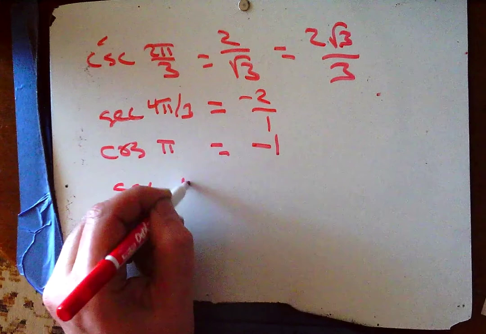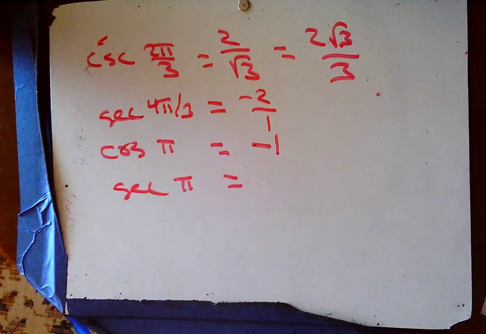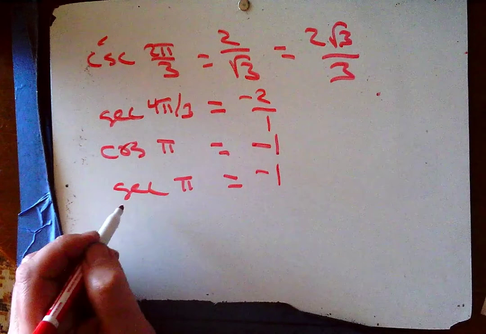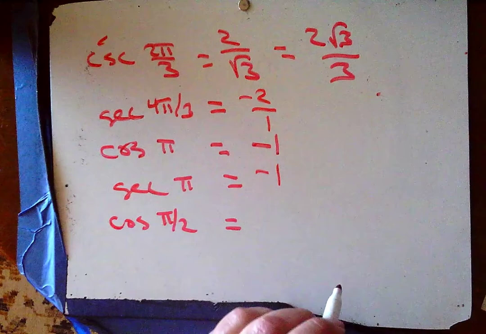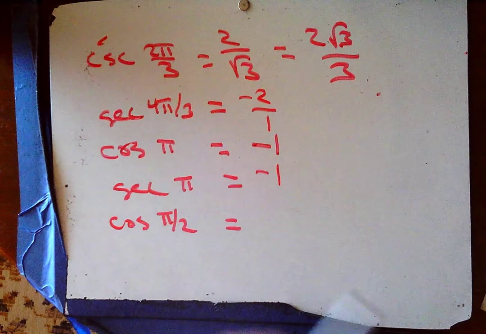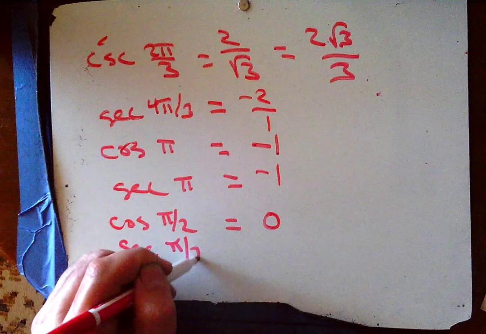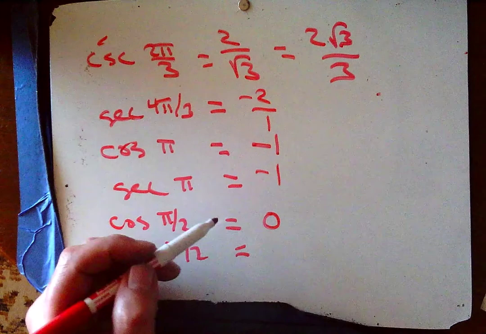The secant of pi, what would that be? 5, 4, 3, 2, 1. Well, negative 1 flipped upside down is still negative 1. How about cosine pi over 2? 5, 4, 3, 2, 1 is 0. But what about secant of pi over 2? Be careful. 5, 4, 3, 2, 1.